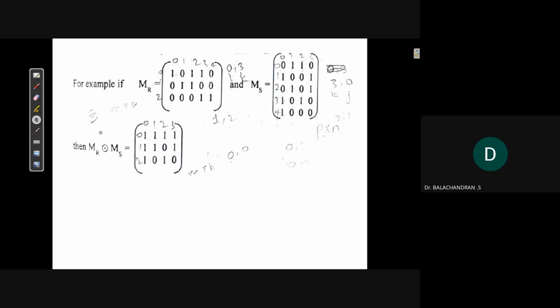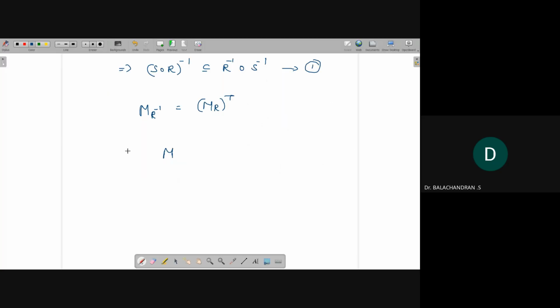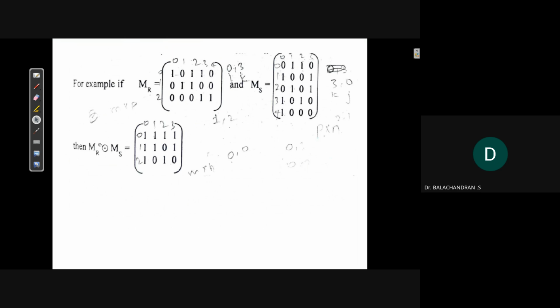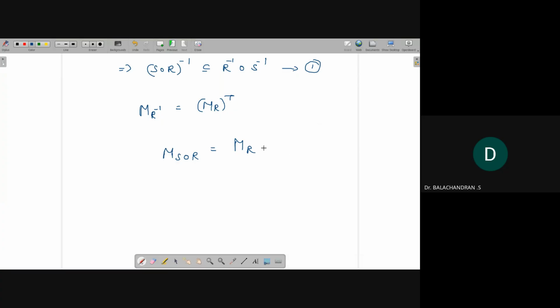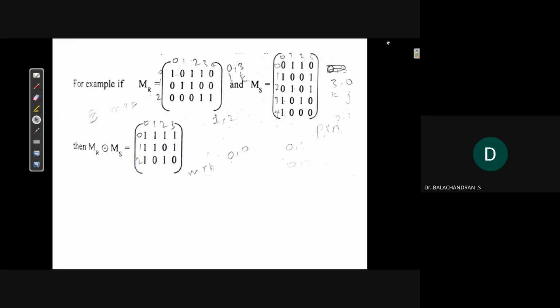Yes, MS composition R. MS composition R is equal to, first he is using R. Okay. So MR is here. And then for composition, second he is applying MS. So you should write the matrices and then you know how to find the composition. Take the first row and the first column, like a matrix multiplication. Okay, you can get it. Okay, you can check it.